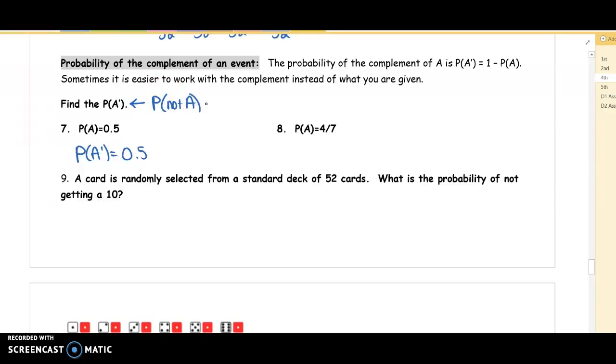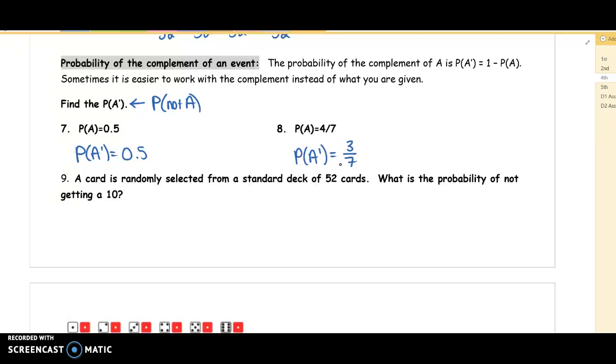The complement is something not happening. If the probability that something happens is 4 out of 7, what is the probability of that thing not happening? 3 out of 7. It's going to rain 4 days out of this week. That means it's not going to rain 3 days out of the week.